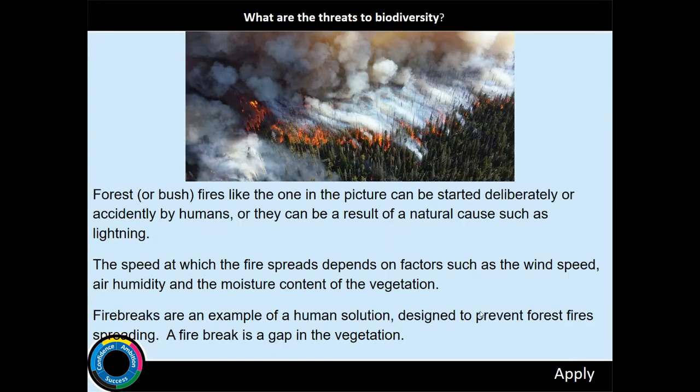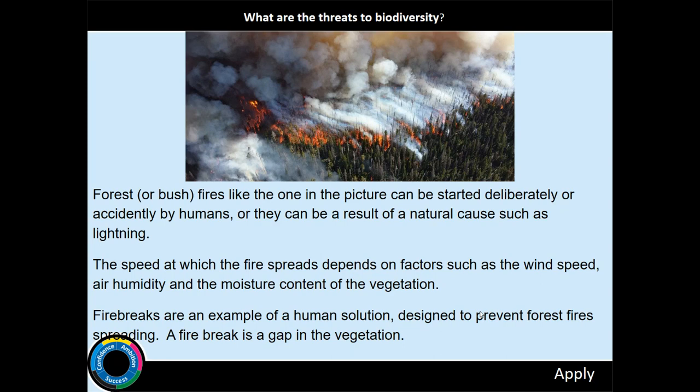Right, here we go. We're talking about bushfires. Forest or bush fires like the one in the picture can be started deliberately or accidentally by humans, or they can be a result of a natural cause such as lightning. The speed at which the fire spreads depends on factors such as the wind speed, air humidity, and the moisture content of the vegetation.